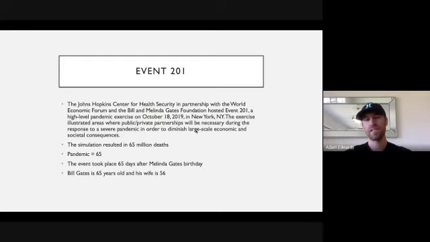So yeah, Bill Gates is 65. His wife's 56. And the event took place 65 days after her birthday. They simulated that there would be 60 million deaths. Pandemic equals 65. All right then. Okay. Event 201, William Henry Gates equals 201. Bill Gates' full name. Okay then. All right.